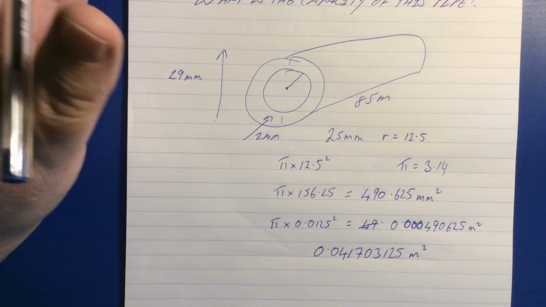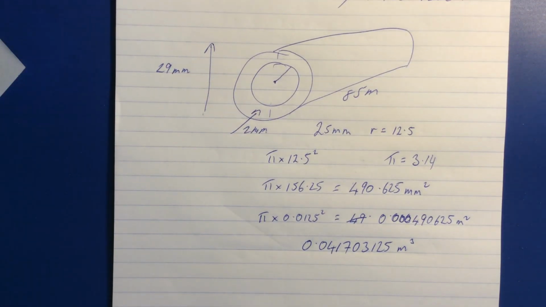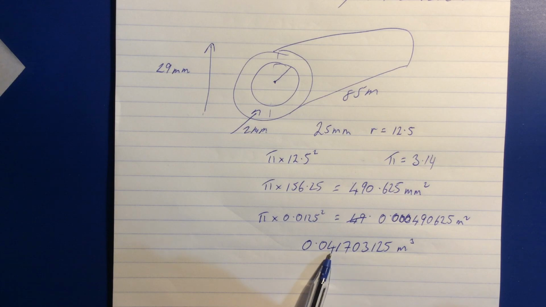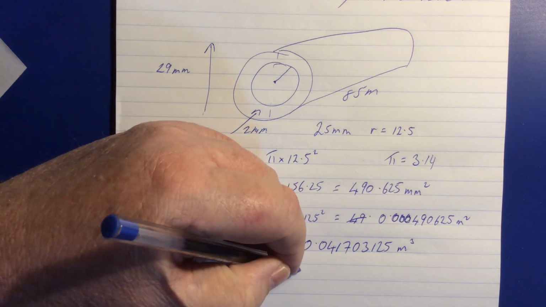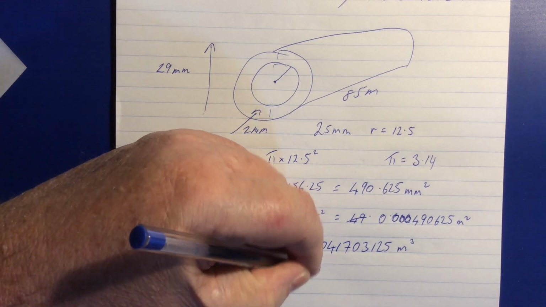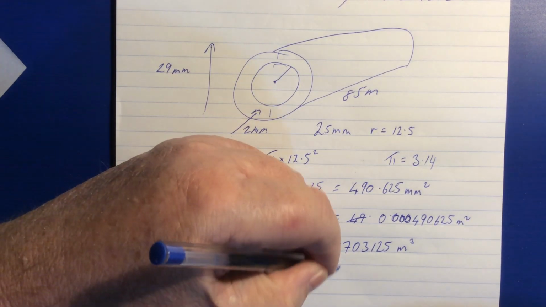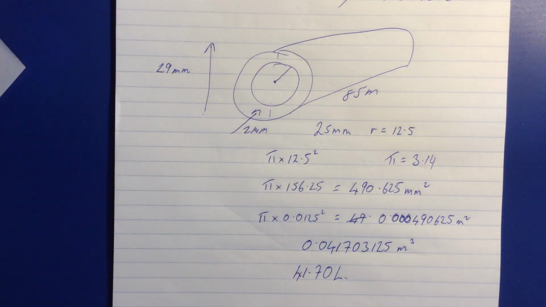Now, I said capacity, and normally we would measure capacity in liters. Okay, so there are 1,000 liters in a cubic meter. So in order to convert meters cubed to liters, we multiply by 1,000. And this thing is going to contain 41.7, we'll call it 70 liters. That is its capacity.